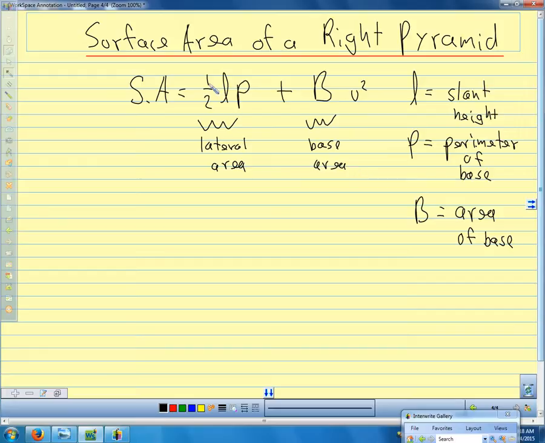And it's important, one thing that students often do, the mistake they make, the 1/2 only goes with this part. It doesn't go with the whole thing. So we don't divide everything by 2, just this first part. If it helps you remember, you could write it as LP over 2 plus B, so that the 1/2 only goes with this part.